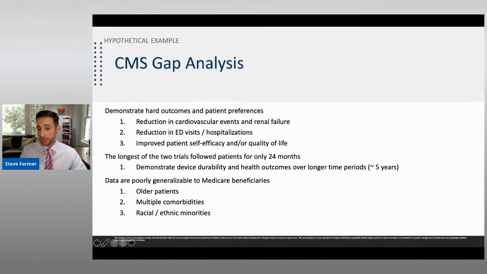And thirdly, the data are poorly generalizable to Medicare beneficiaries in their current status, and therefore we would like to see more Medicare beneficiaries included, as well as racial and ethnic minorities, to demonstrate that those groups also benefit from this intervention. And that was the gap analysis slide.